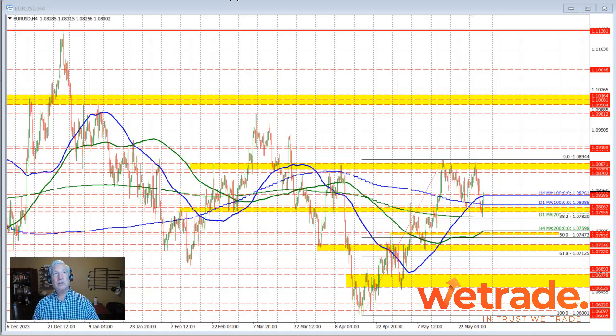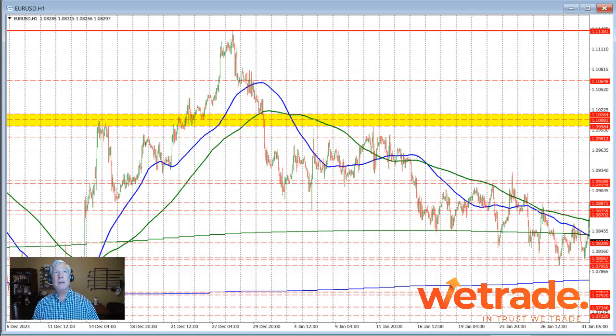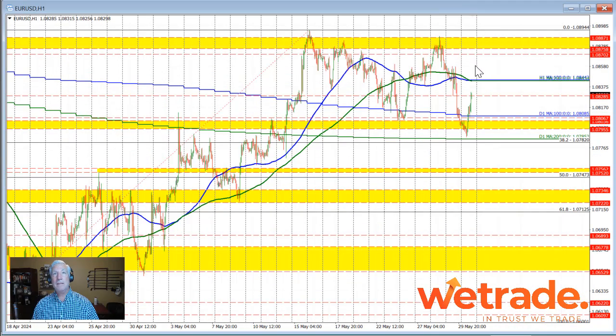Taking a look at the hourly chart to see if there's any clues off of it. On the hourly chart, we look at the 100 and 200 hour moving averages above as potential targets on the topside. Now that level comes in at 1.0844. I would expect sellers to lean against that level. Why? Because we did find support against it through here for the most part before this volatility that we saw in trading yesterday, and then using that level as resistance right here.